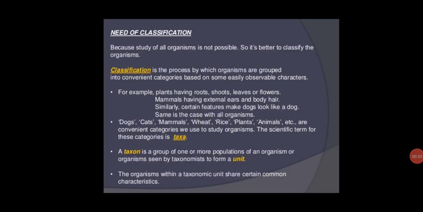Good morning, students. Today I am going to discuss part 3 portion of chapter 1 from your class 11 biology syllabus. The name of the chapter is The Living World. Already we have discussed part 1 and part 2 portion of this chapter, and from these two portions we came to know about the living world, the salient features of the living world, the taxonomy, the nomenclature, the scientific name of the organisms. So today we are going to discuss the need of classification.